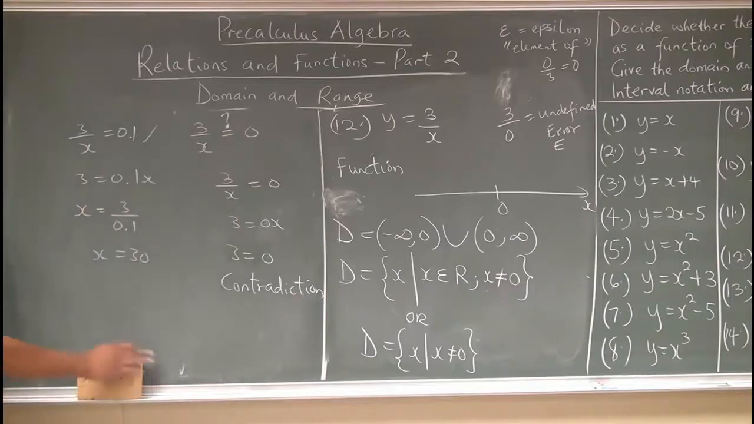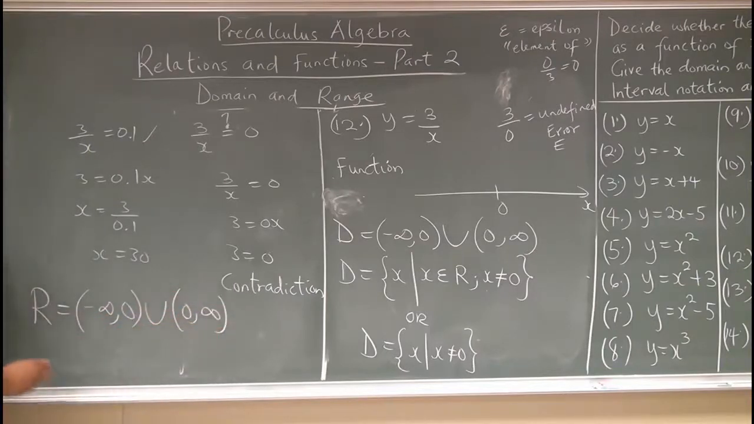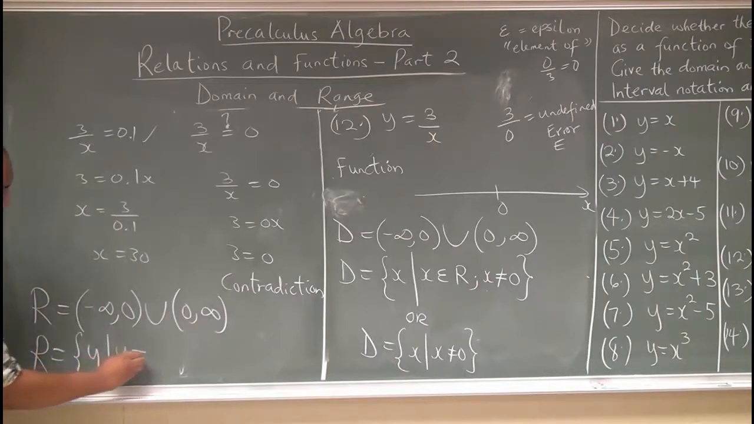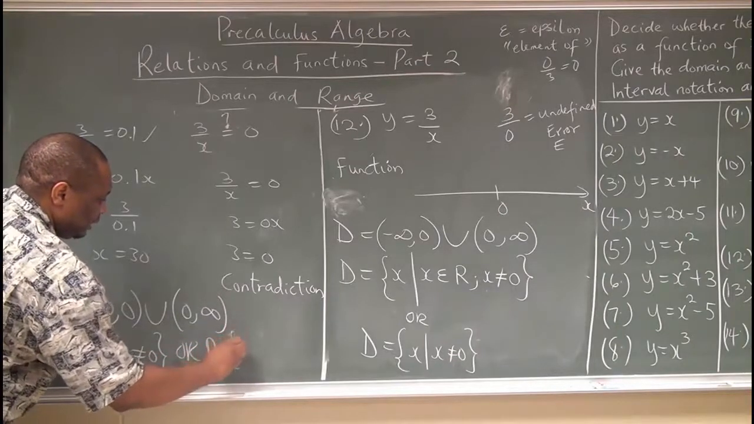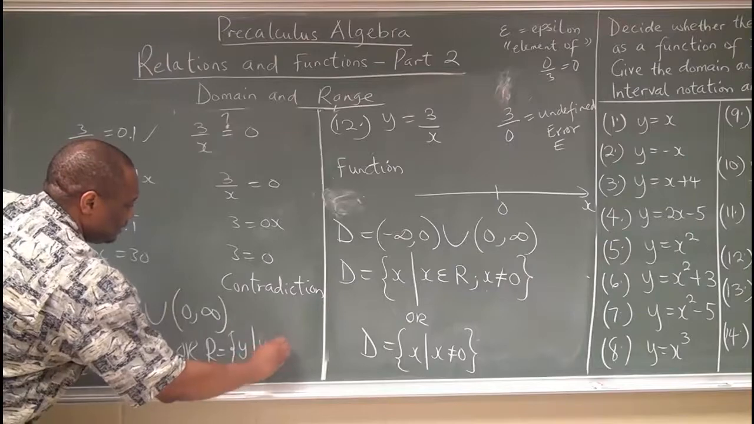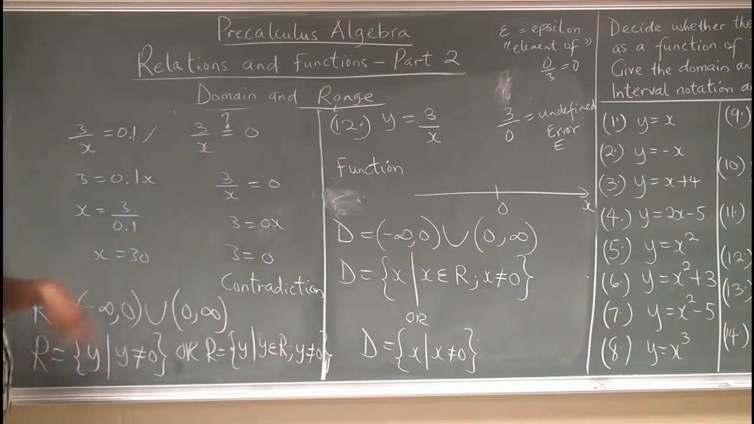So what will be the range here? The range will be from negative infinity up to 0, not including 0, union 0 to infinity. And then in set notation, it will be a set of y such that y is not equal to 0. y can never be 0. Or you can say the range is a set of y such that y is an element of the real numbers, and y is not equal to 0.